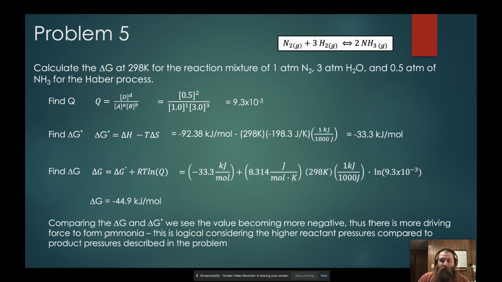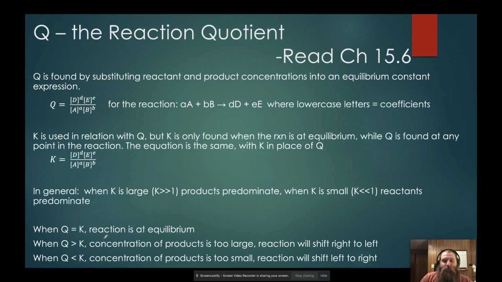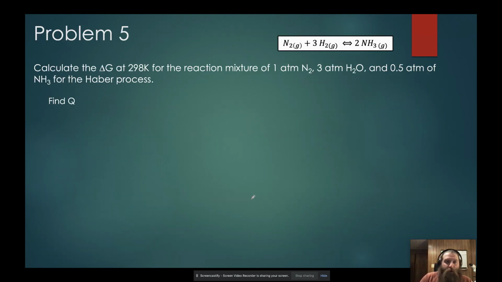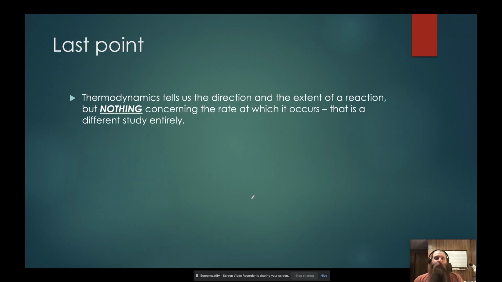K is really big here, right? So let's go back a little bit. When K is big, we can expect products to predominate. When K is big, products predominate. Okay, so let's go forward. And there we go. K is large. The products are favored. We're mostly making our products, in this case, ammonia.